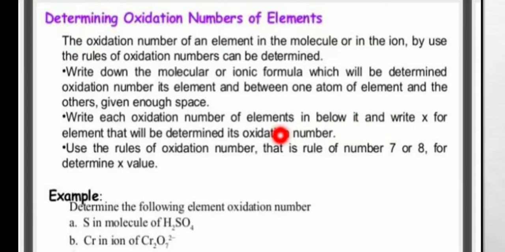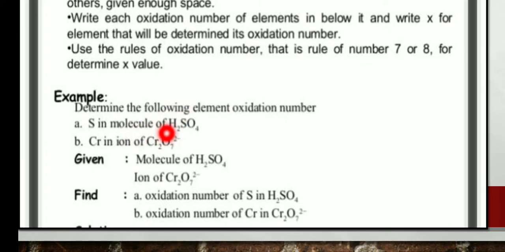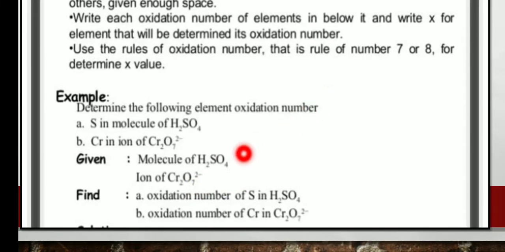Second, write each oxidation number of the elements below. You can write X for the element whose oxidation number will be determined. Third, use the rules of oxidation number, that is rules number 7 or 8, to determine the X value. For example, H2SO4. Determine the oxidation number for sulfur in H2SO4 and chromium in Cr2O7 2-. First, the molecule H2SO4, then the ion Cr2O7 2-. Find X, the oxidation number in H2SO4.